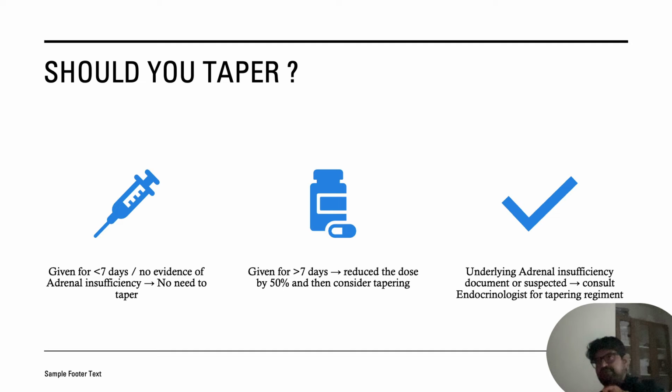But if you've given it for more than 7 days, or you're suspecting or you know that the patient has adrenal insufficiency, then you reduce the dose by 50% and keep following the patient, right? So again, this is where you need to be careful. Otherwise, the patient goes back into the state where, you know, you slipped off in the state.